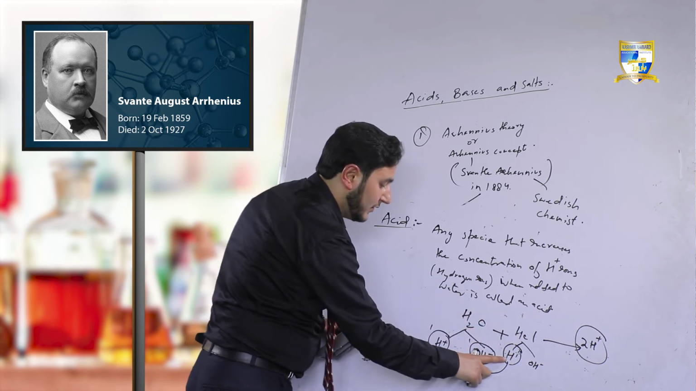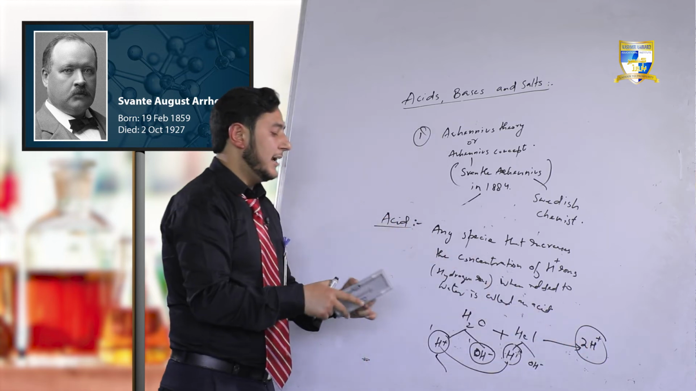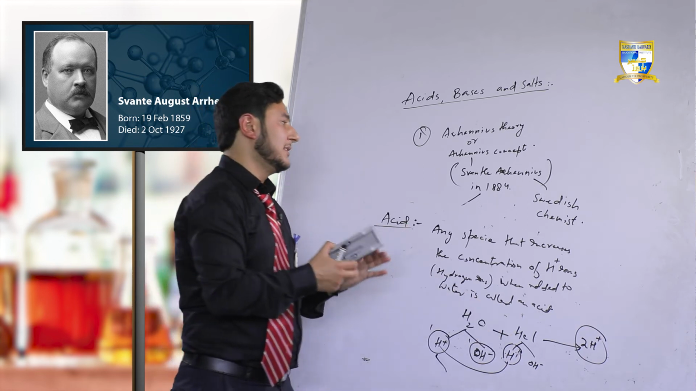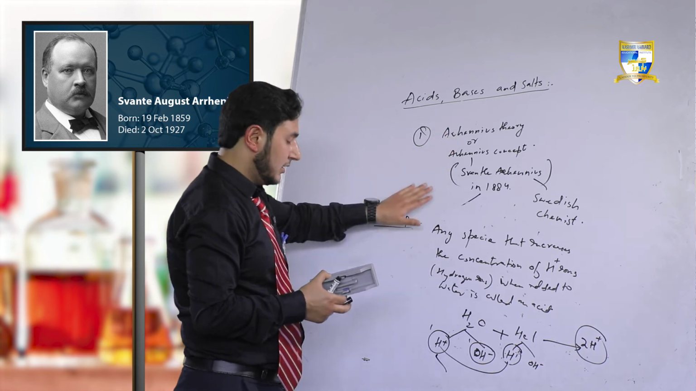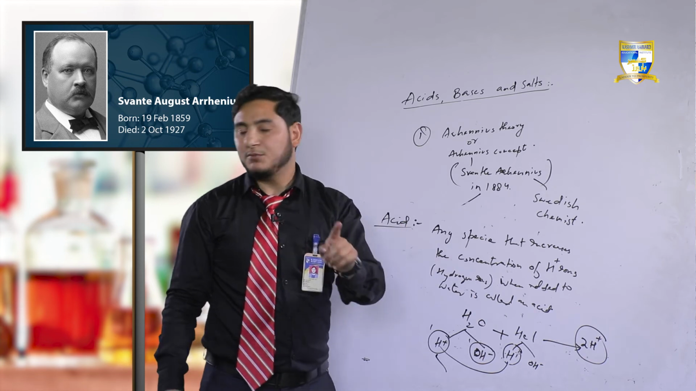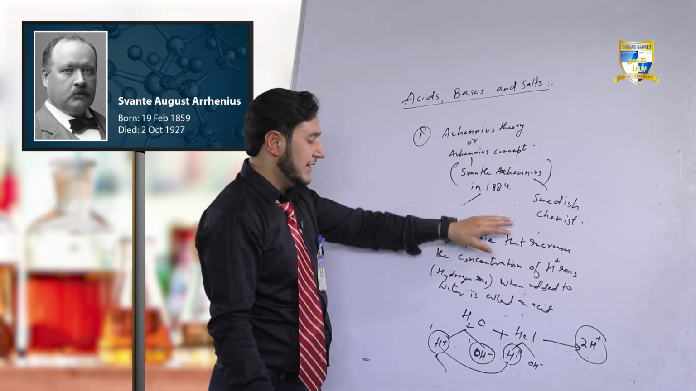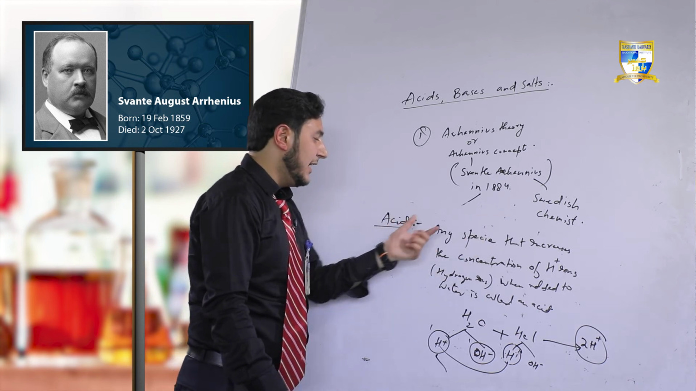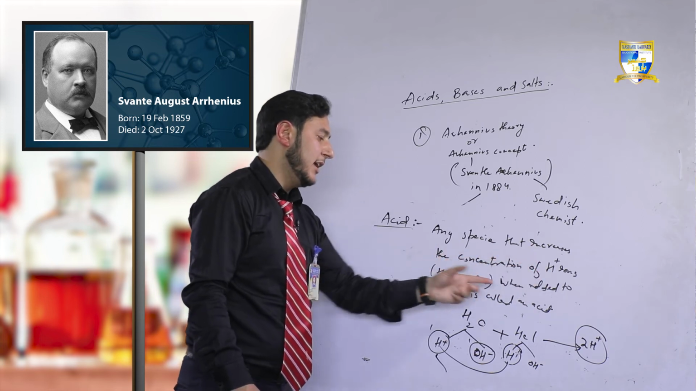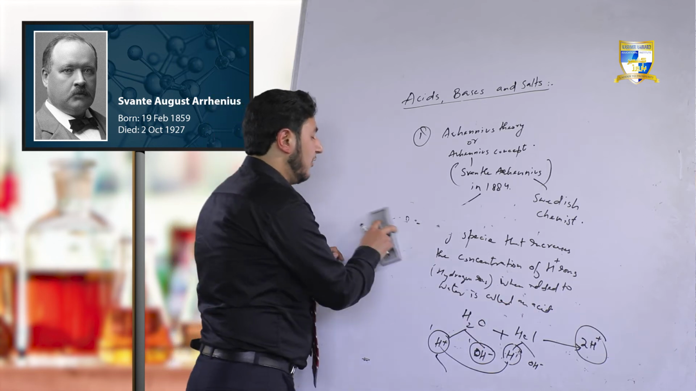So the number of H positive ions got increased, their concentration got increased, it becomes 2. So that species that increases the concentration becomes an acid. So what was an acid according to Arrhenius? According to Arrhenius, an acid was a substance that released or furnished H positive ions as the only positive ions. And second, any species that increases the concentration of H positive ions, that is hydrogen ions, when added to the water. Fine. This was all about the acid of Arrhenius.